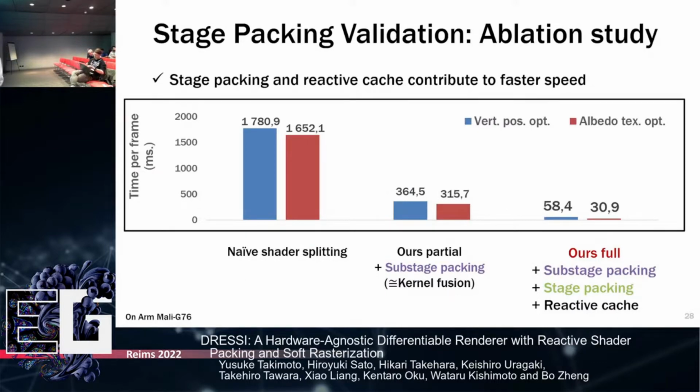Next, we validate our stage packing technique. On the left is naive shader splitting, which just splits all computations one by one. At this point, it takes nearly 2 seconds per iteration. But with our substage packing technique, it is almost the same as the kernel fusion technique, so the iteration time is less than 400 milliseconds. And finally, we add substage packing, stage packing, and reactive cache. The iteration time is almost 58 milliseconds per iteration, so it becomes much faster. We confirm that our stage packing and reactive cache contribute to faster speed.